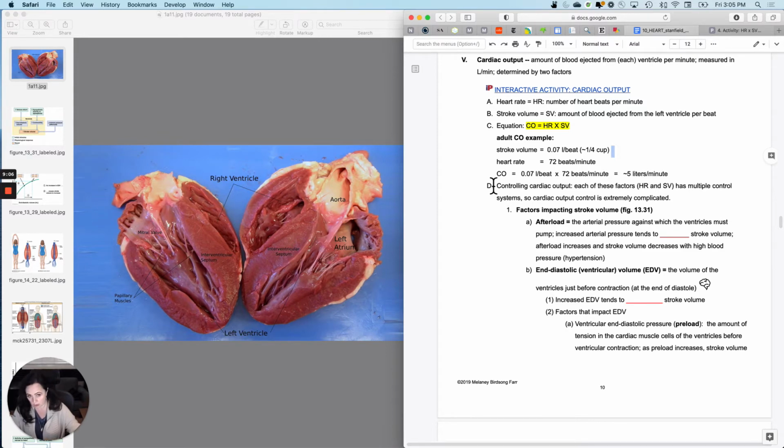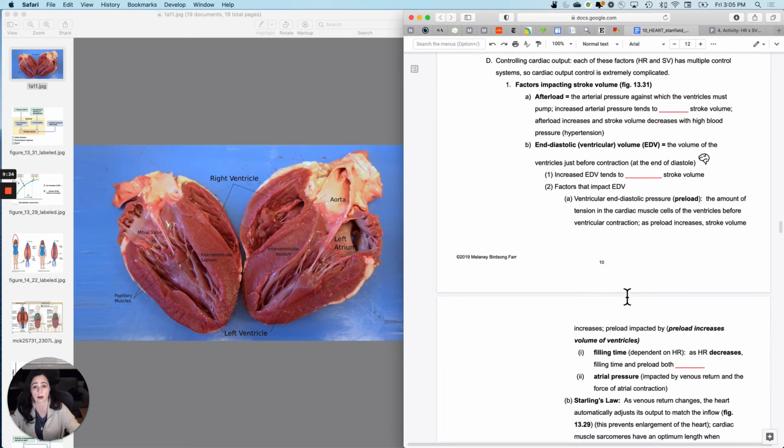If you multiply that out, it gives you about 5 liters per minute at rest. So again, women tend to have about 5 liters of blood and men tend to have about 6. It's dependent on body size, so it's not dependent so much on sex. But that means at rest, most of us are pumping close to our entire blood volume at rest. So the thing that I want to talk about is how do we control cardiac output?